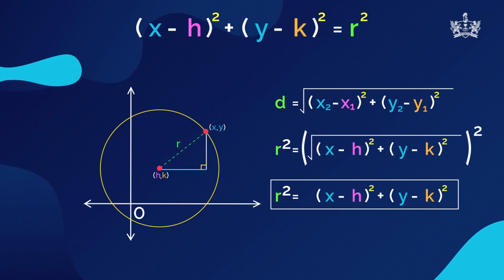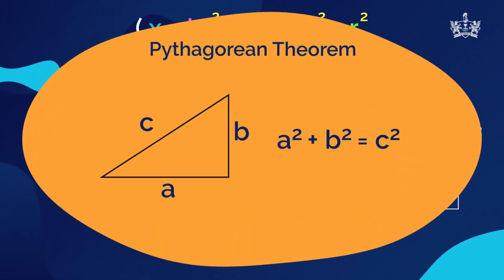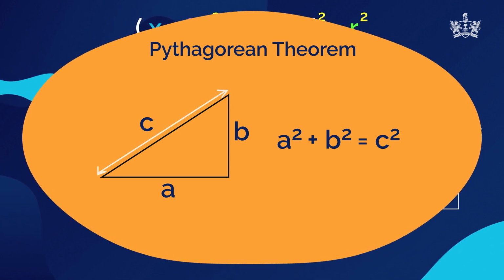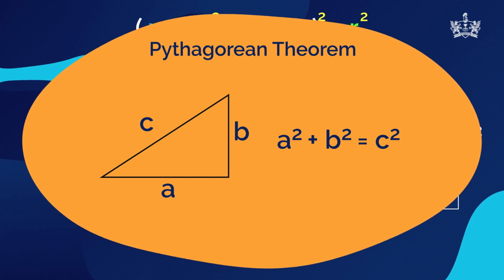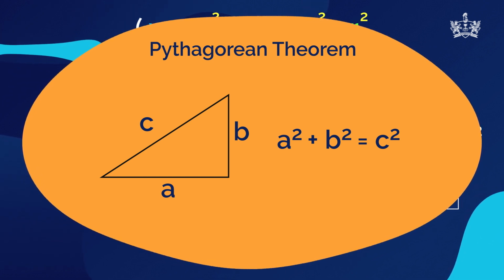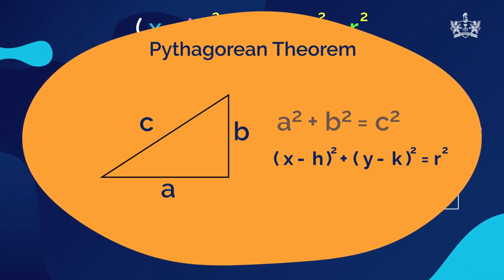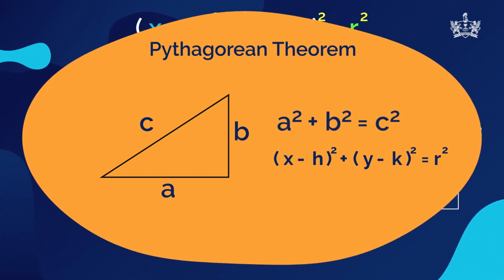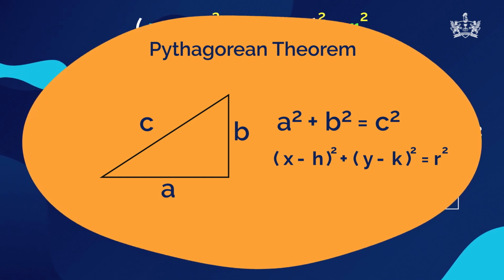Easy, right? Fun fact, the distance formula is also just the Pythagorean theorem. Because we are just looking for the distance between 2 points or the hypotenuse of a right triangle. Therefore, you can memorize the circle formula as also just the Pythagorean theorem. Do you see the similarities? There you have it. That is the circle formula.